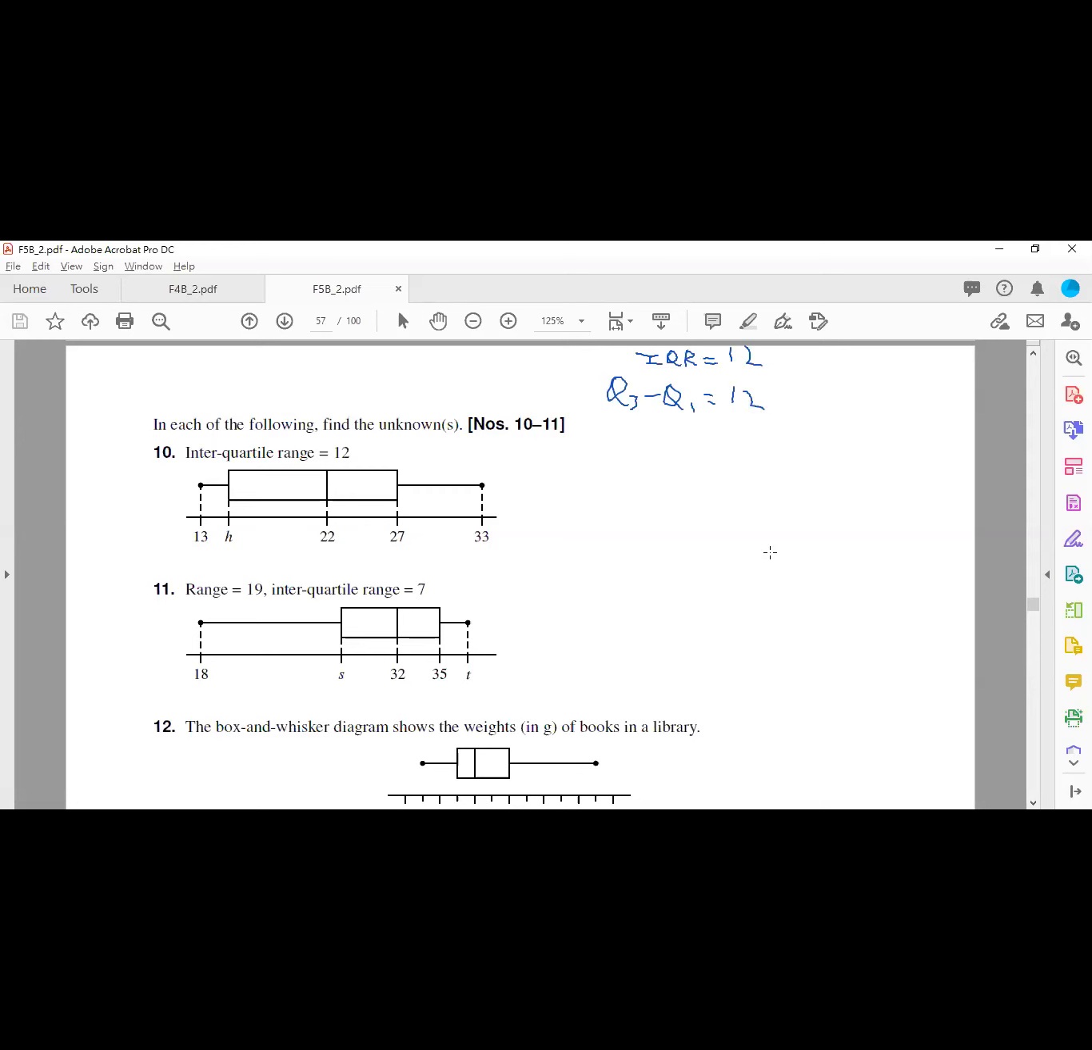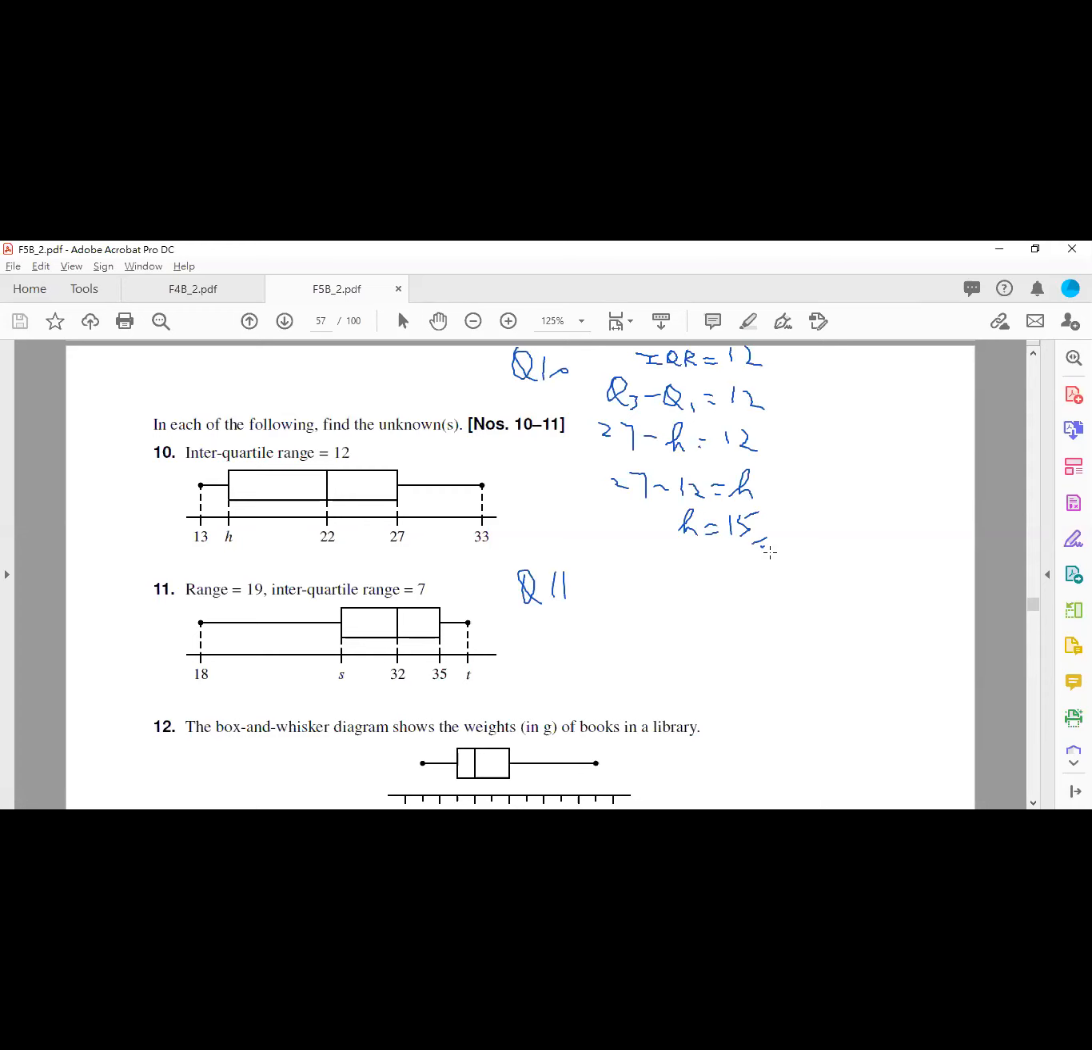And then from the diagram, we know that Q3 is equal to 27, Q1 is H. So we have this equation. So 27 minus 12 is equal to H, and H is equal to 15. Okay, so this is question number 10. And then question number 11.